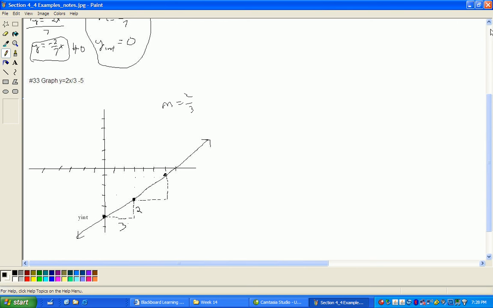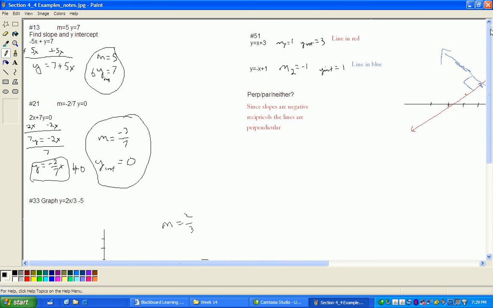Number 51, it looks like they want us to graph these and tell if they're perpendicular, parallel, or neither. So the first thing we need to do is always evaluate the slopes. The slope for this first line, we get m is equal to 1. The slope for the second one, we get m is equal to negative 1. Remember, perpendicular lines are defined by having negative reciprocal slopes. Well, 1 and negative 1 are negative reciprocals. So we say these are perpendicular, since the slopes are negative reciprocals.